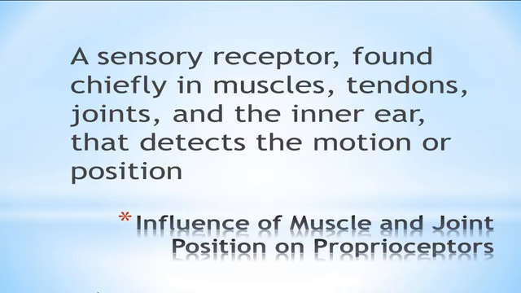Now, the thing we didn't spend much time on last time, and I want to review from physiology, is the influence of proprioceptors on muscles and joints. A proprioceptor is just a sensory receptor found chiefly in muscles, tendons, joints, and the inner ear that detects the motion or position of our body. So we're going to take a look at a few of these proprioceptors so that we can have a better understanding of their role in stabilization and movement patterns.